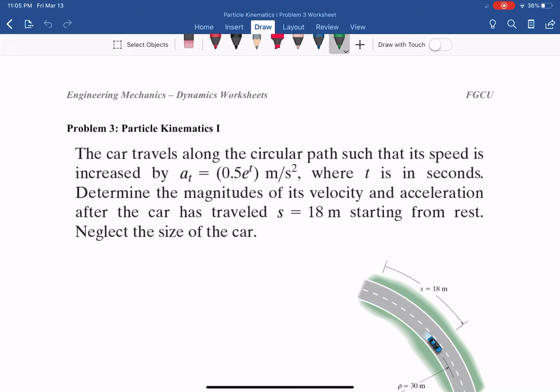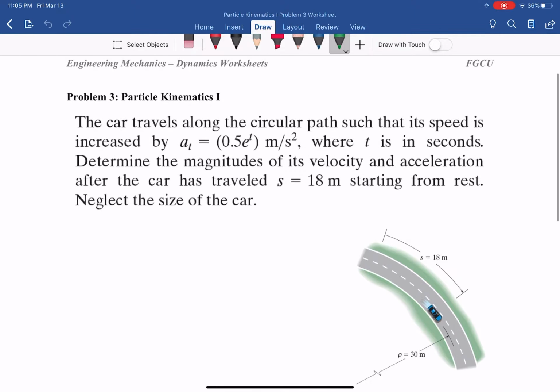So this is problem 3, practical kinematics 1. And the car travels in a circular path. So again, it will be a curvilinear motion. And the speed is increased.